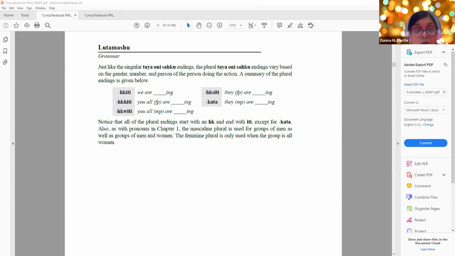The ones on the other side are a little similar. These two will be different, even though they're both they. Then you have the masculine plural or mixed group. There you're going to put the eru, and the ending would be kata: erukata.